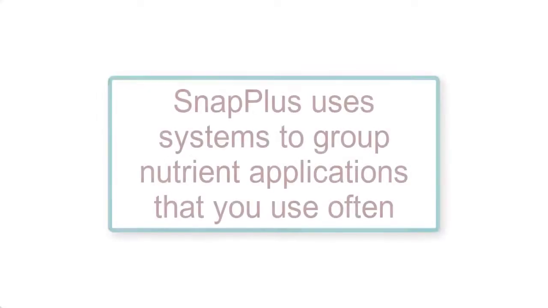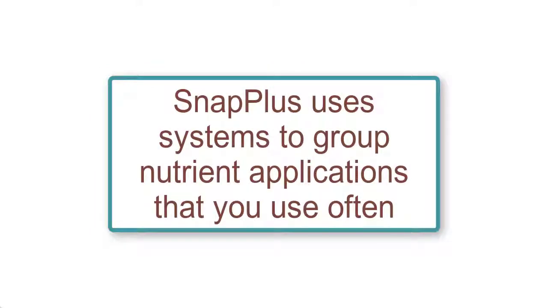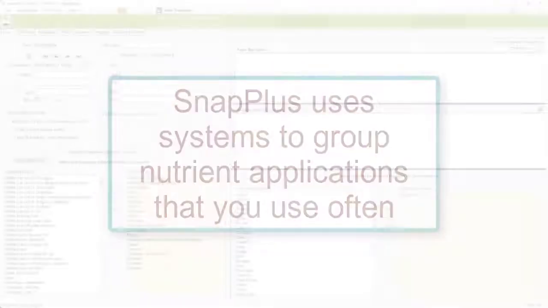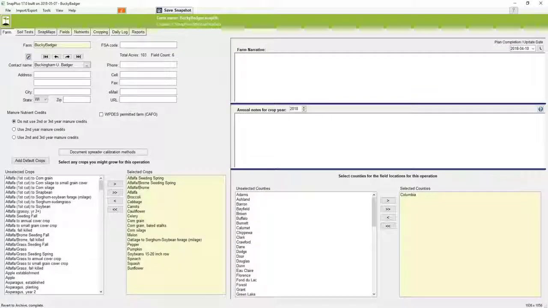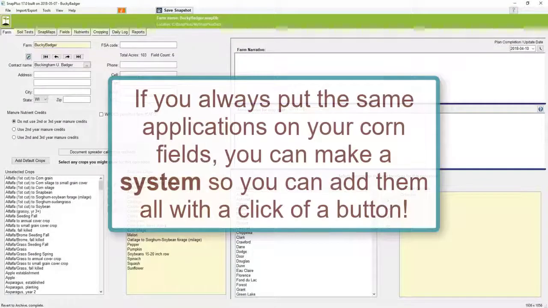A system is SnapPlus's way of grouping applications you use often so it's easier for you to apply them to your fields. For instance, if you always put the same applications on all of your corn fields, you can make a system so you can add them all with the click of a button.